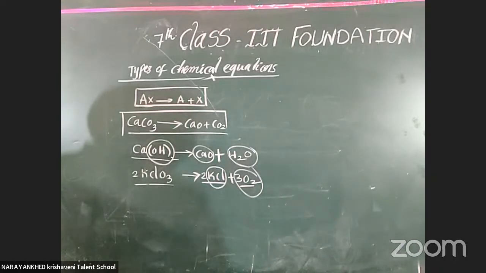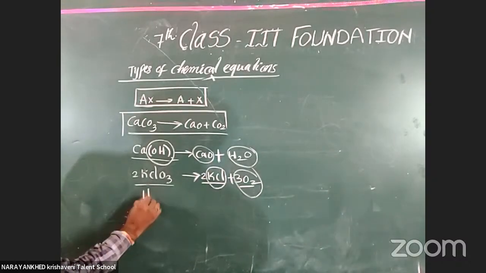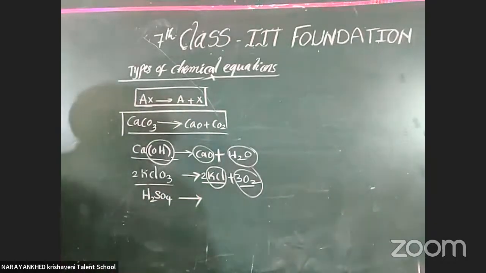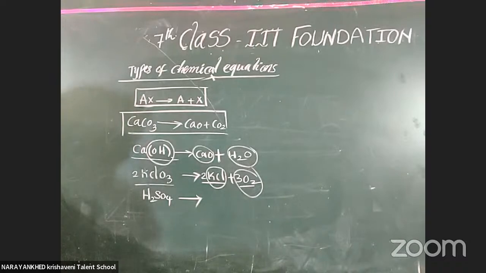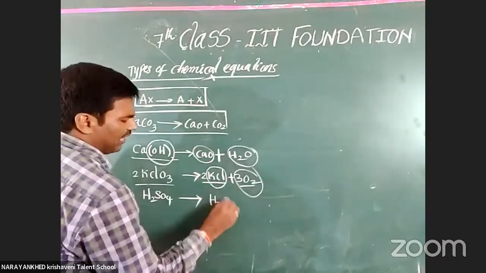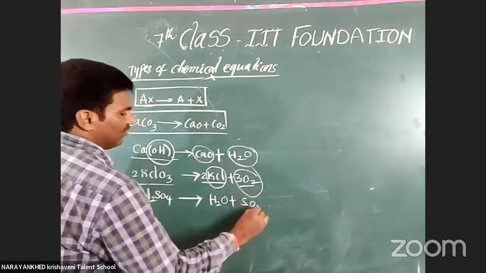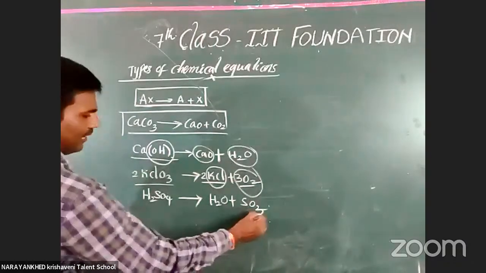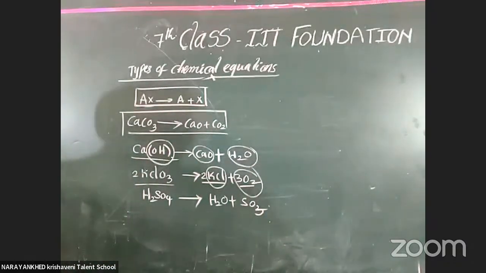Some acids, when heated, decompose into non-metallic oxides and water. You know very well H2SO4 is an acid. It decomposes into water and non-metallic oxide: H2O and sulfur dioxide. Like that it will be formed. Clear or not, all the students? Sulfur dioxide. Understood or not?